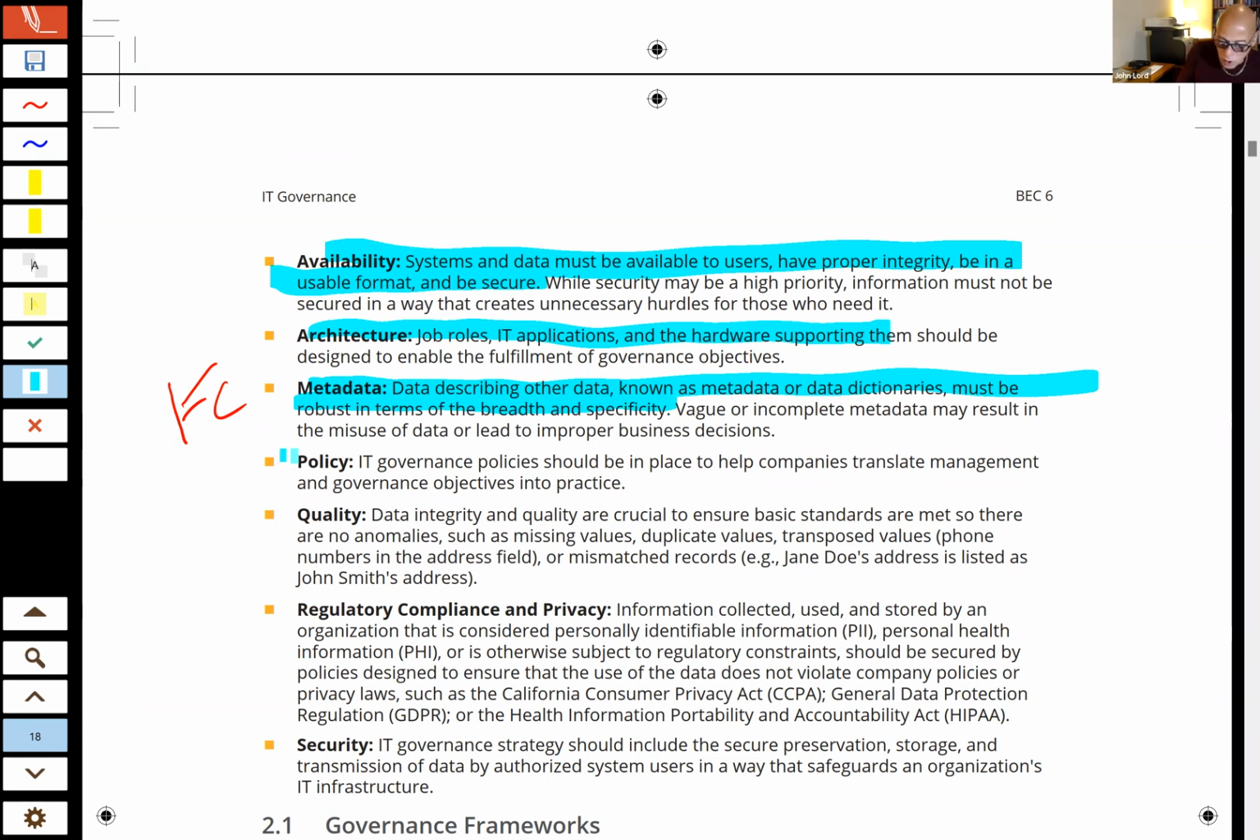There has to be strong IT policy. Data quality and integrity are crucial to ensure basic standards are met, so there are no anomalies such as missing data, duplicate values, etc. If we don't have quality data, then our analysis is not going to be very useful to us. Garbage in, garbage out, right? Regulatory compliance.